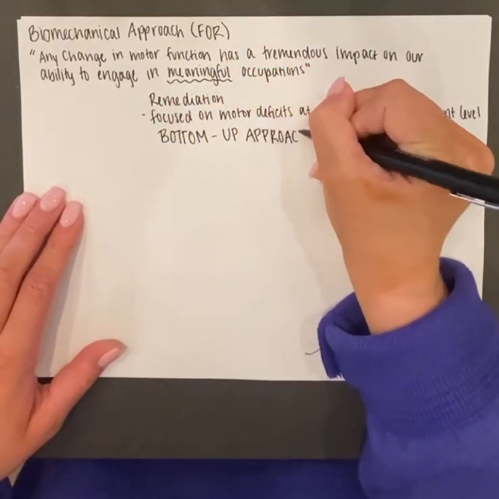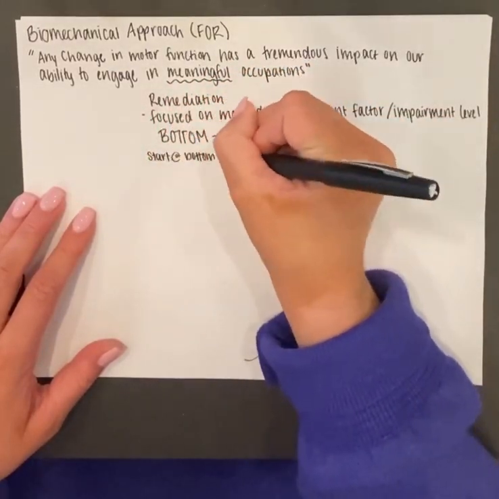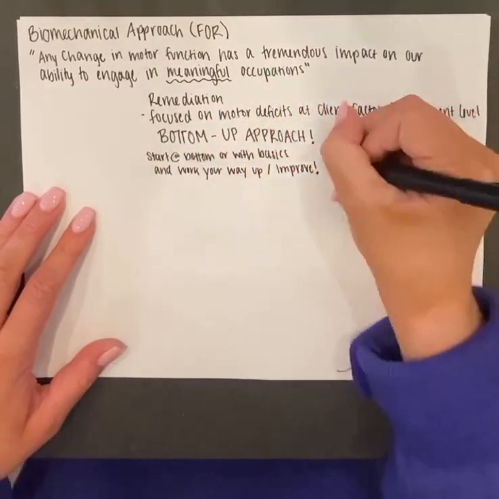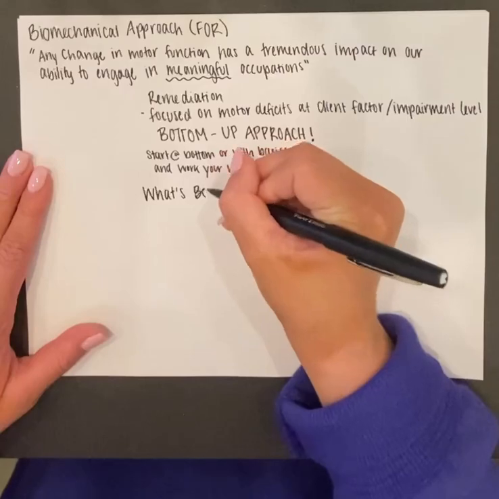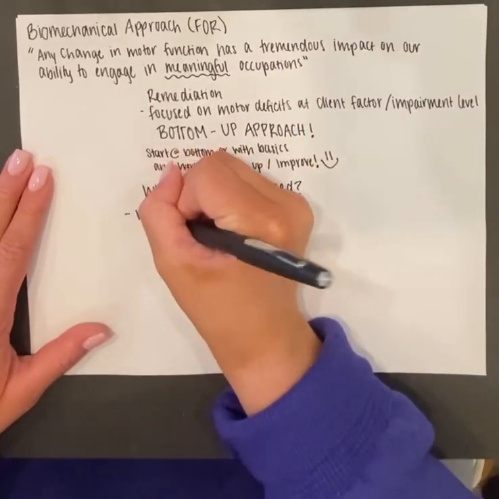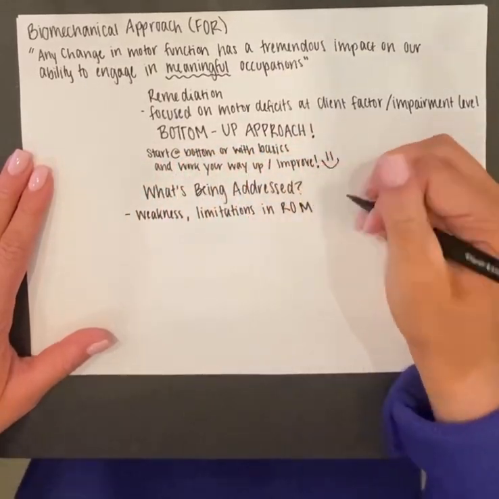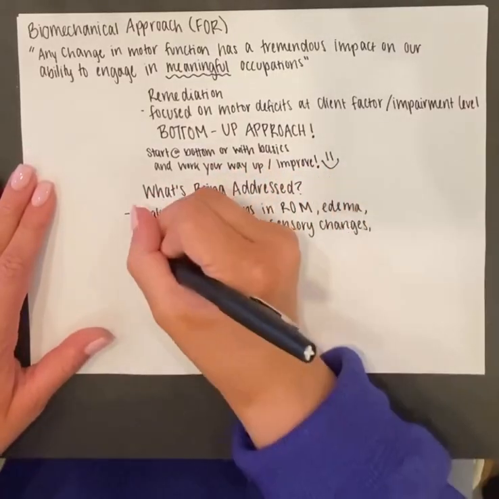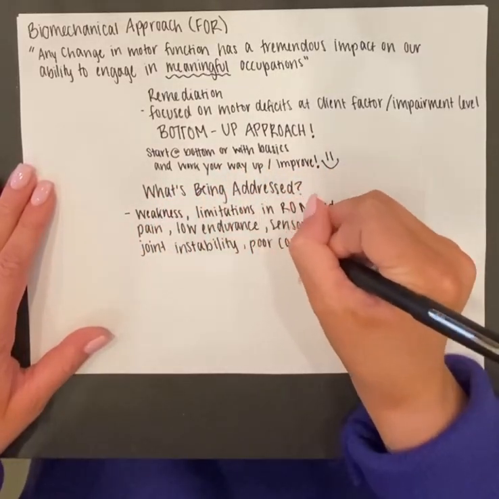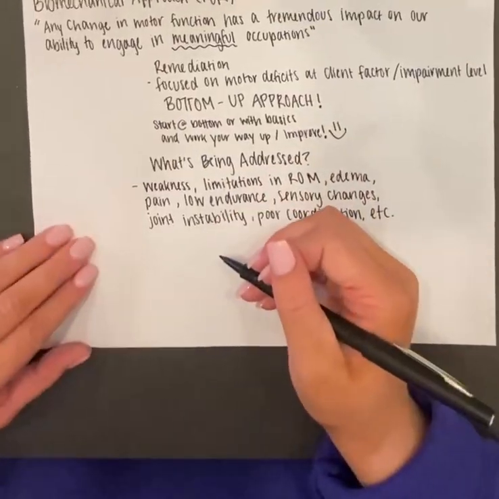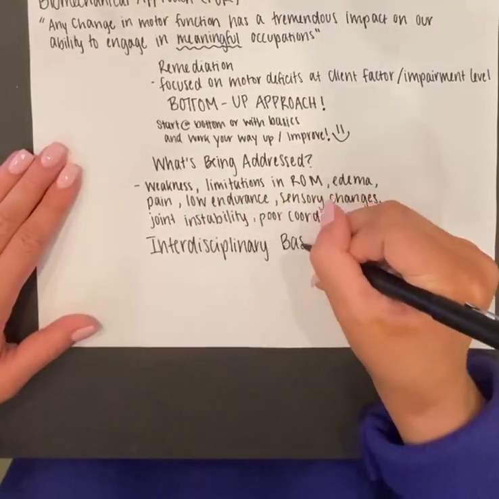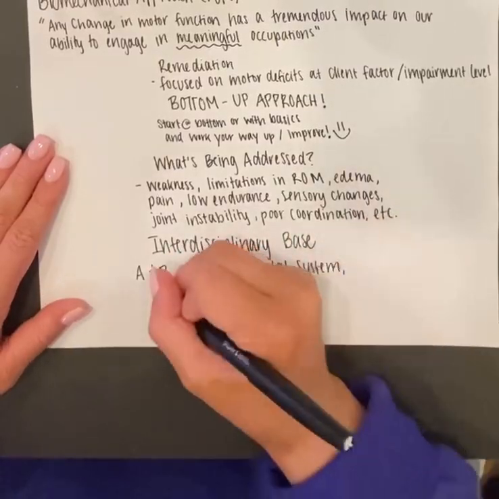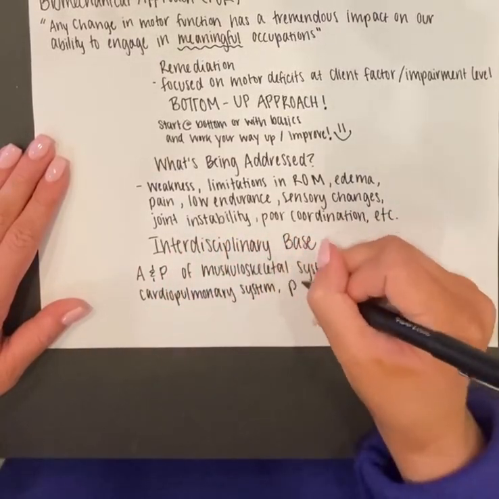The bottom-up approach is when you start at the bottom, with the basics, and work your way to the top, or improve. Now, what is being addressed here? We are looking at weakness, limitations in range of motion, edema, pain, low endurance, sensory changes, joint instability, poor coordination, and even more. The interdisciplinary base here is anatomy and physiology of the musculoskeletal system, cardiopulmonary systems, and pain reflexes.